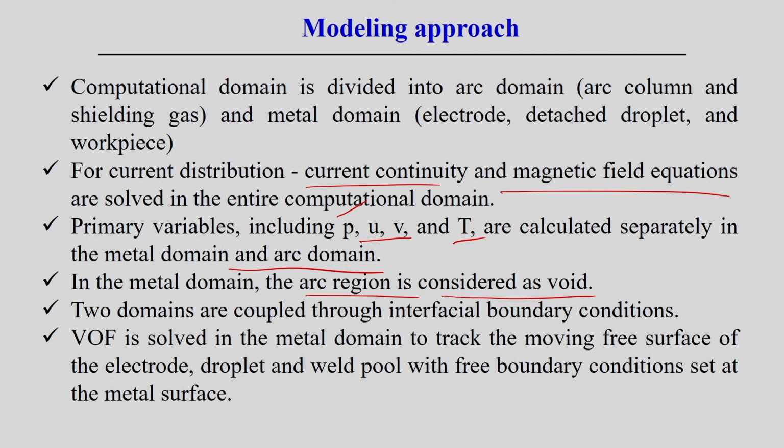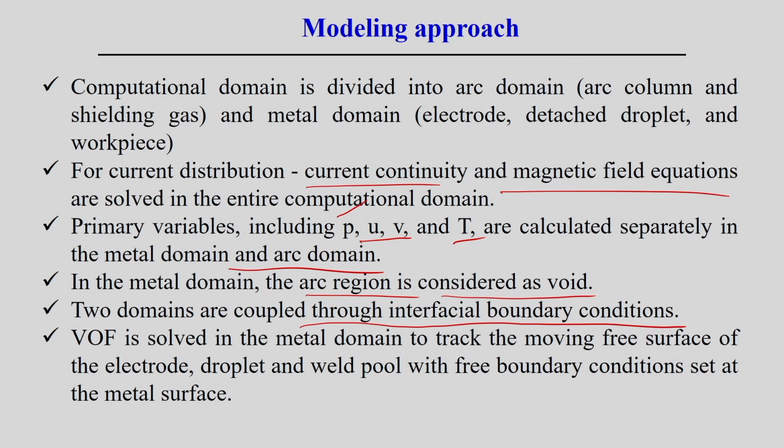Now, the two domains are coupled through the interfacial boundary condition. Definitely it is possible that the two domains, that means the arc domain and the metal domain, can be coupled by the interfacial boundary condition, because these are two different media. We can see this is a gaseous medium and the other is a liquid medium. So, in between there is an interface, and that interfacial boundary condition can be imported in this particular solution.